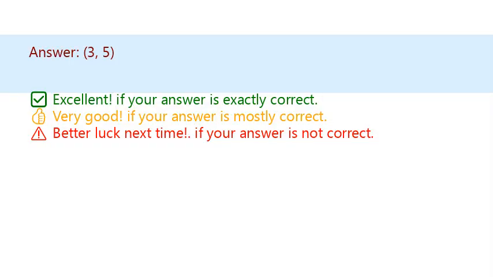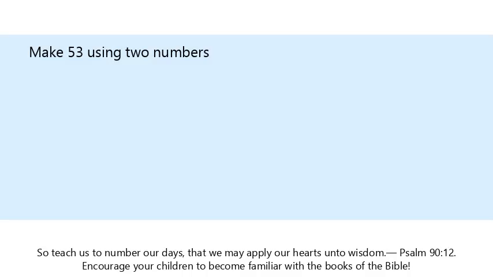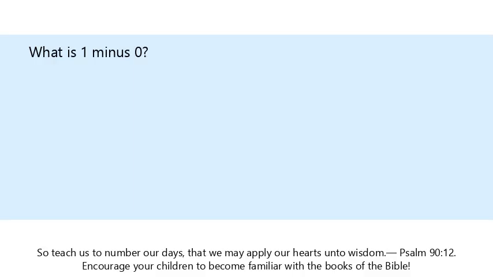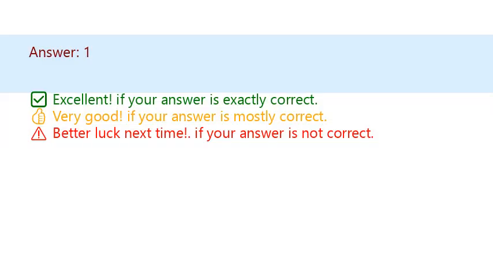What are the coordinates of the object at column 3, row 5? Answer: 3, 5. Make 53 using two numbers. Answer: 18 plus 35. What is 1 minus 0? Answer: 1.